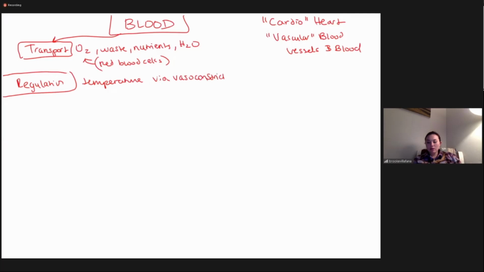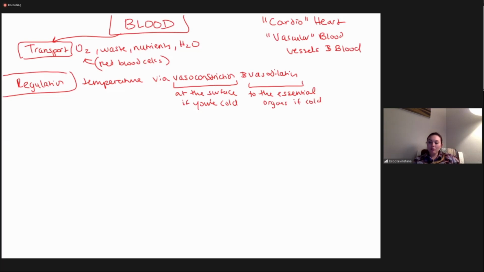vasoconstriction and vasodilation. So what's going to happen is vasoconstriction will occur at the surface if you're cold. So if it's cold outside, your body is not going to want to make the blood cold, so it's vasoconstricting at the surface, and it's going to vasodilate to the essential organs to keep you warm. And this is if you're cold.